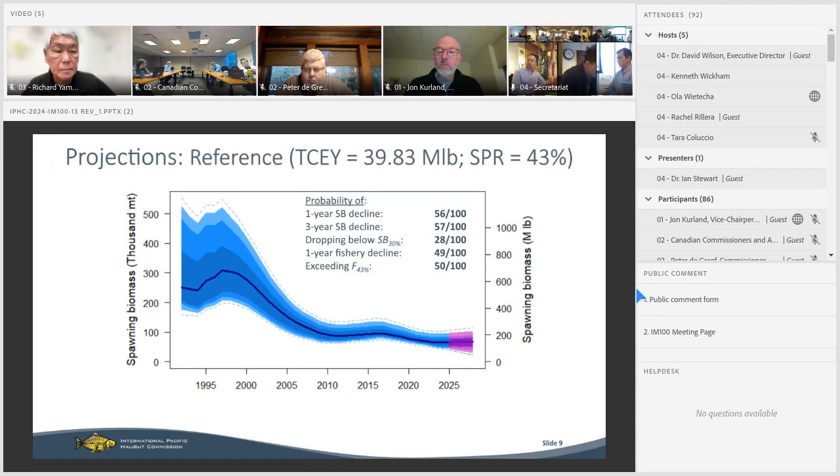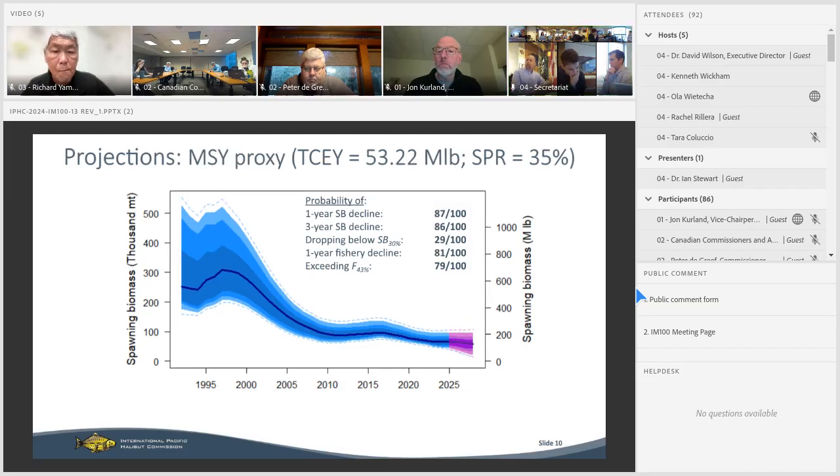The next alternative is that reference level of SPR equals 43%. That would correspond to an estimated 39.83 million pounds, or slightly larger than the status quo and the 3 year surplus. By definition, that has a 50% chance of exceeding the reference level of 43%, because that is the point estimate. You can see that the trajectory has flattened even further. In fact, there's a 56% chance of stock decline in a 1 year time horizon and a 57% chance over the 3 year time horizon. So essentially, this is now more likely than not, the stock would be going down over that 3 year time horizon.